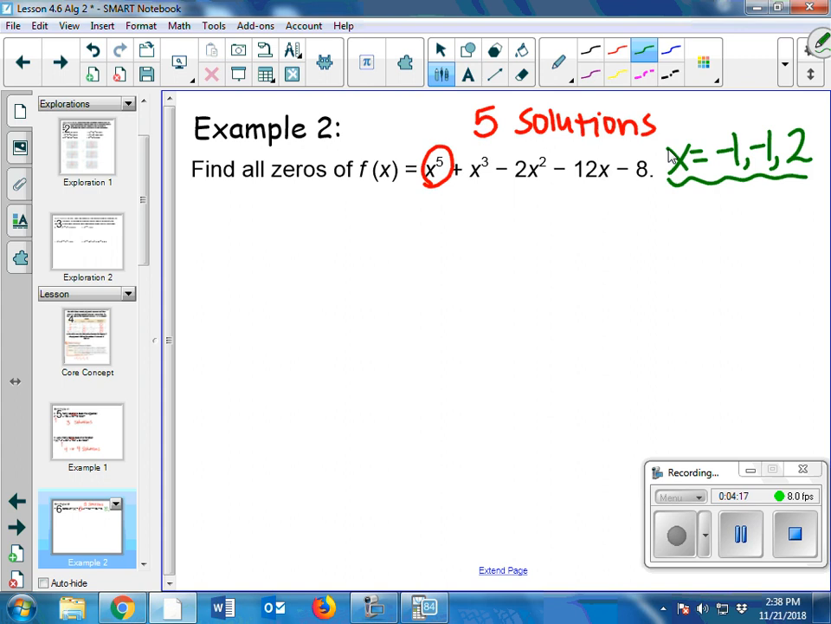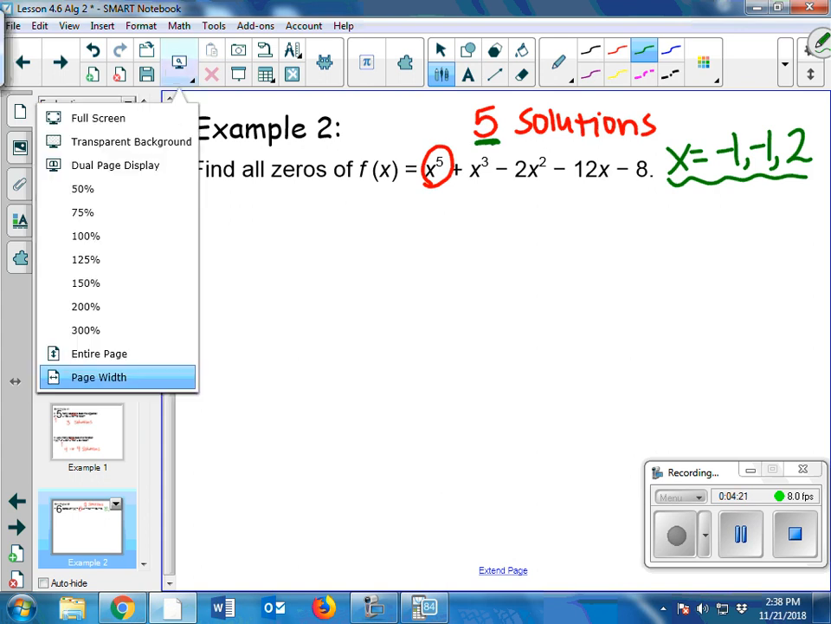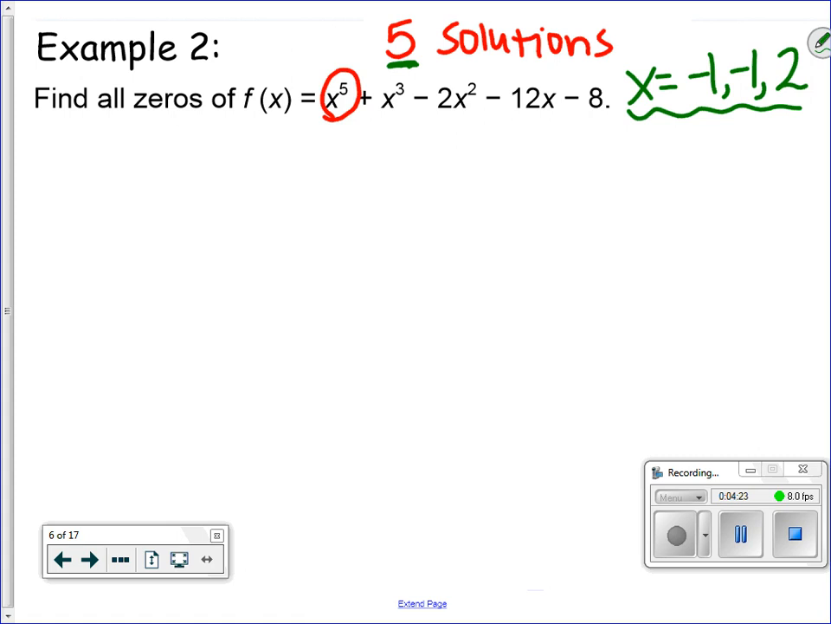Now with that, notice that we need a total of 5 solutions. So that means that there are 2 other solutions that we can't see based off of the graph. So they're probably imaginary. Okay, so what you're going to do is you're going to figure out what each of these factors are, or zeros are, by using synthetic division.